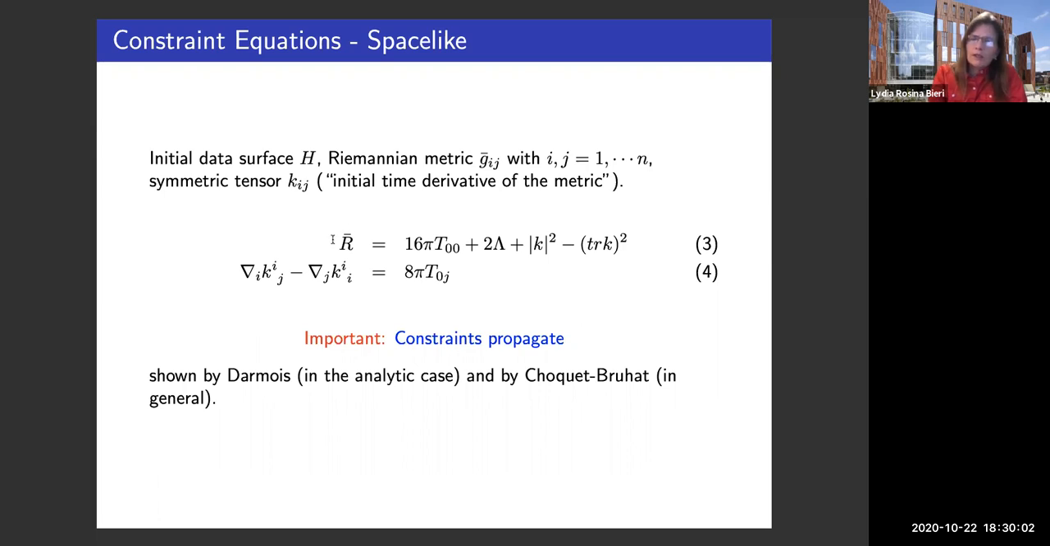R bar is the scalar curvature of this Riemannian three-dimensional space-like slice, when you freeze t at t equals 0. G bar is the initial metric on the three-dimensional space-like slice. T00 is a component of the stress energy tensor. Lambda is the cosmological constant; you can also add the cosmological term to the Einstein equations. I'm not going to go deeper into that, but if you have that, then this shows up. And then K, and the trace of K, is going to be the second fundamental form K.